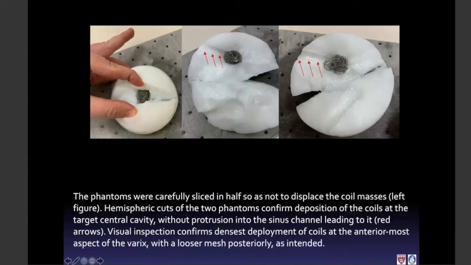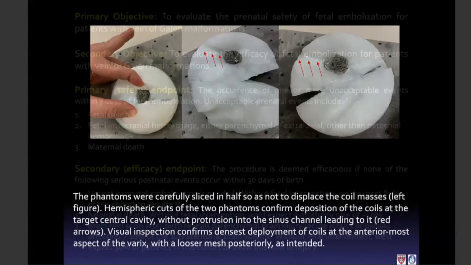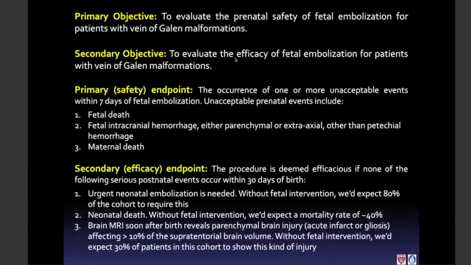So the goals of the study, the primary objective is to evaluate the safety of doing fetal embolization in this cohort of patients. Closely aligned secondary objective is to look at the efficacy. And again, the efficacy is defined as keeping those kids out of being in that neonatal severe cohort.